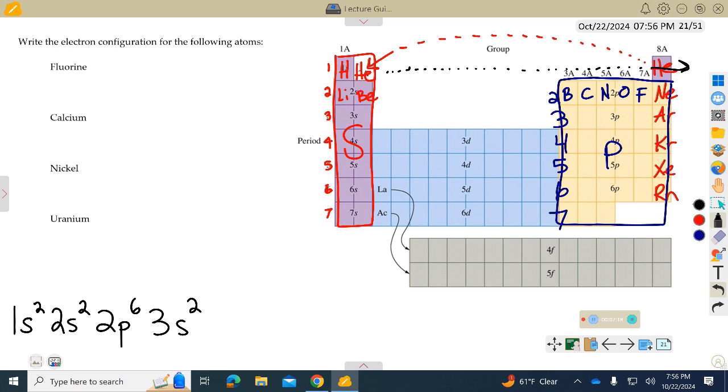Electrons 13 through 18 would now be in the 3p. So in the 3p, 13 through 18. If I'm argon, I'm 3p6. I remember this. But now here's where things get a little funky.